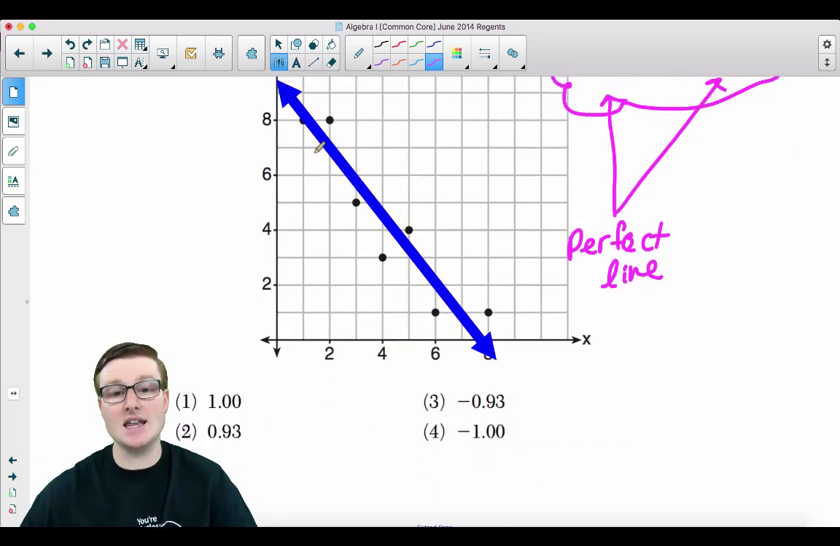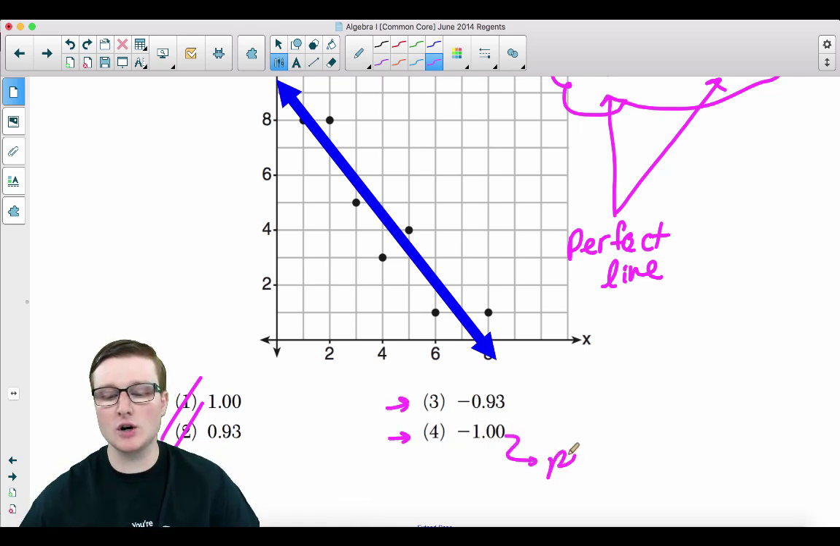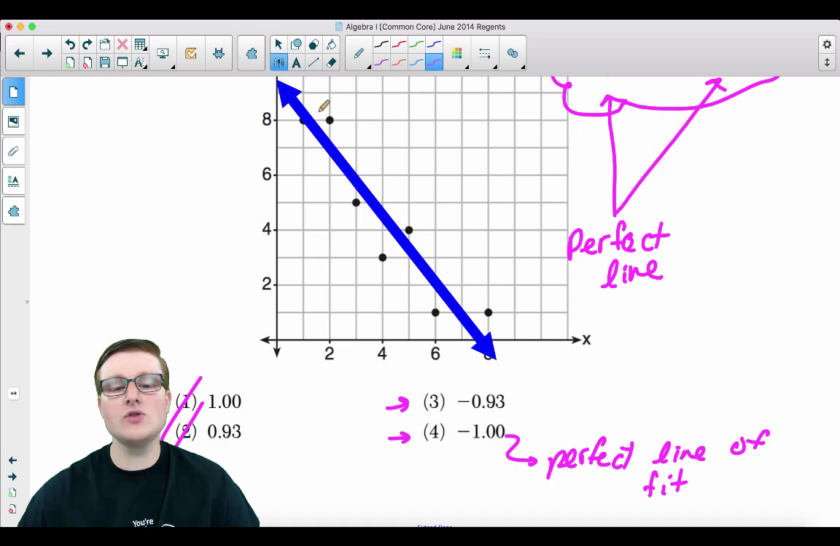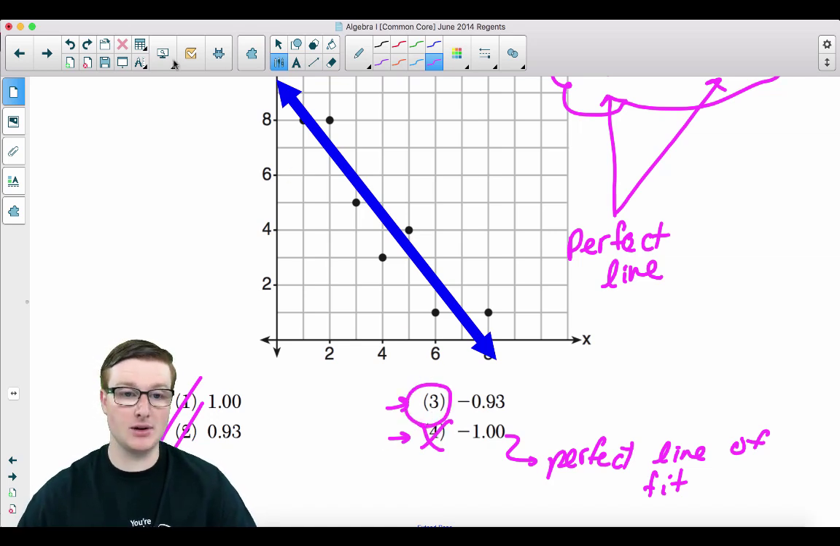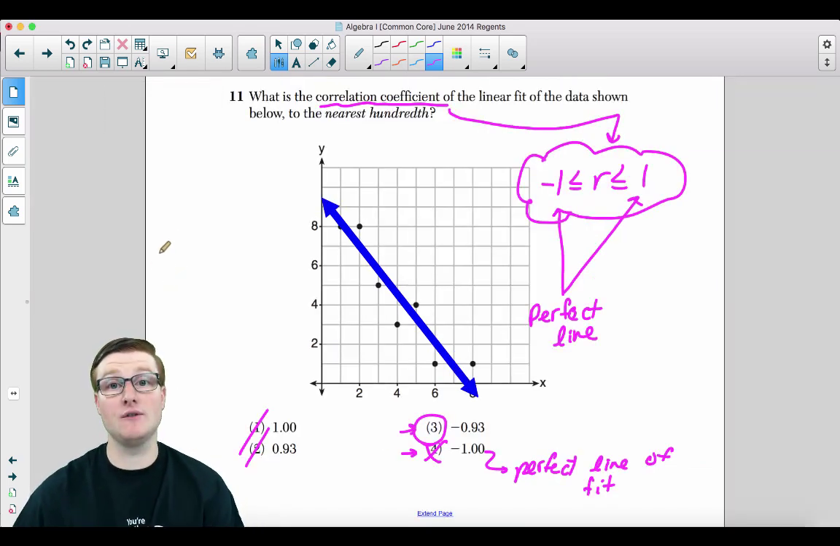Now, this is a negative relationship. Okay, so we could knock out choices 1 and 2. Now, it's got to be 3 or 4. Choice 4 would show a perfect line of fit. Are these scattered points on the line? And the answer is no. So your answer has to be choice 3, -0.93. And that's how you determine the correlation coefficient of the line of best fit.